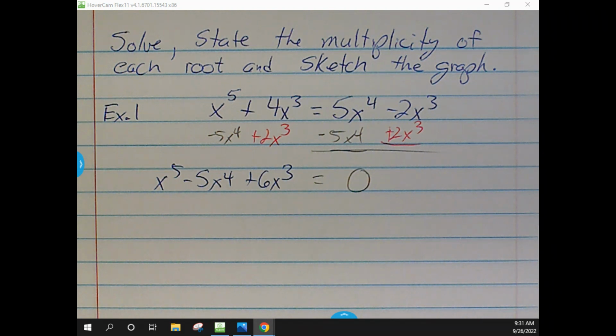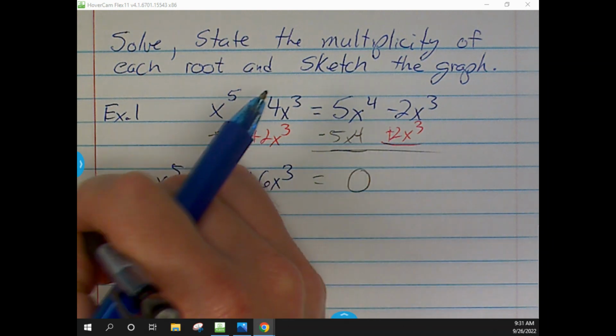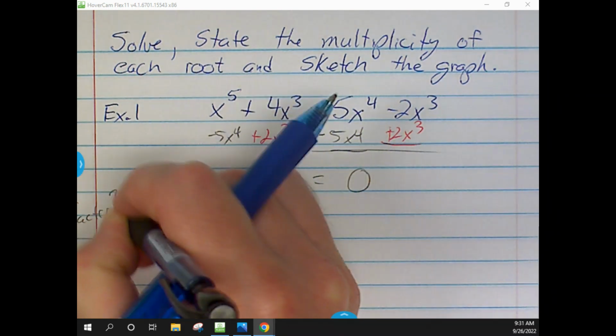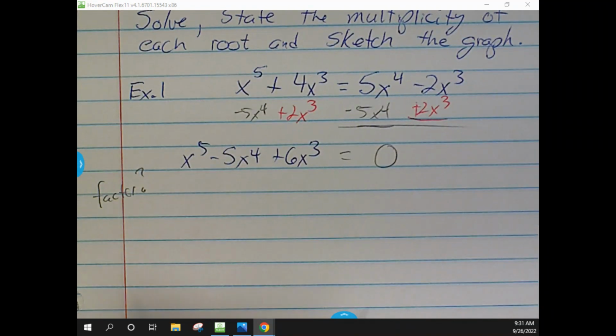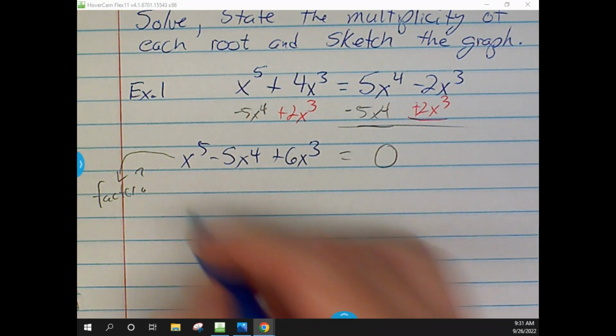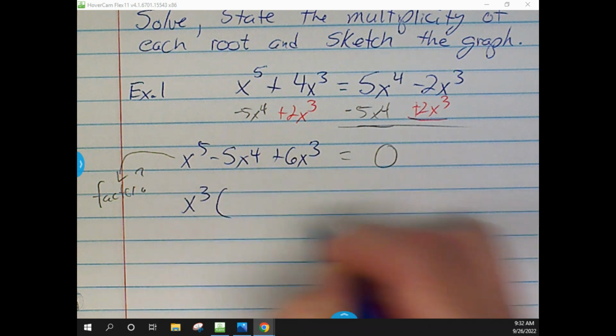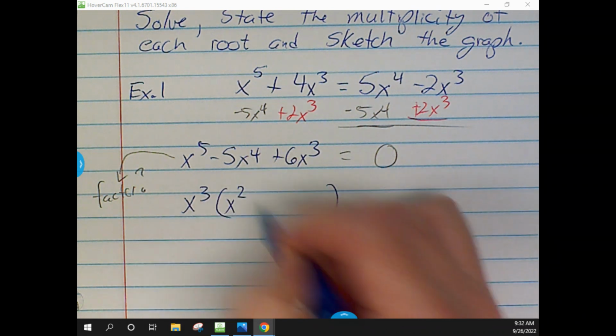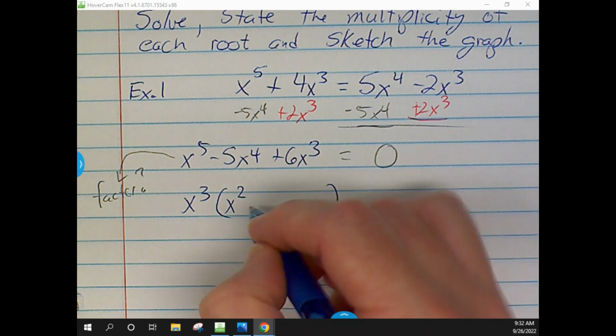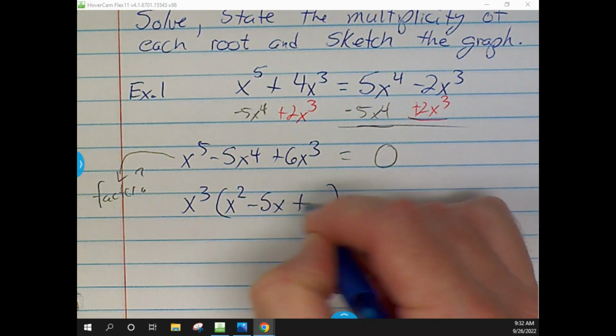Okay, and once you're here, you've got 2 options. And the first option I would always say is, when you get here, can you factor this thing? Well, they've all got x to the 3rd, x to the 4th, x to the 5th. So let's take out an x to the 3rd and let's see what we've got left over. If we take out x to the 3rd, we're left with x squared minus 5x plus 6.